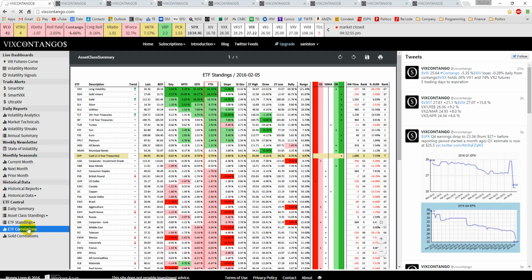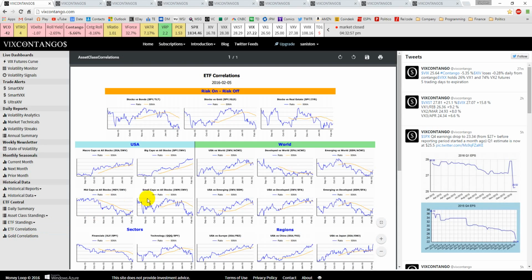The next report is the ETF correlations report. In this report, we plot correlations between pairs of ETFs or pairs of asset classes. In the very top here, we have stocks or the S&P 500 versus bonds, the TLT. We have stocks versus gold, SPY versus gold, and stocks versus real estate, SPY versus IWR. When the correlations of these things are going down, we're in a risk-off mode. Like in this case, when the correlations of this is going up, we're in a risk-on mode.